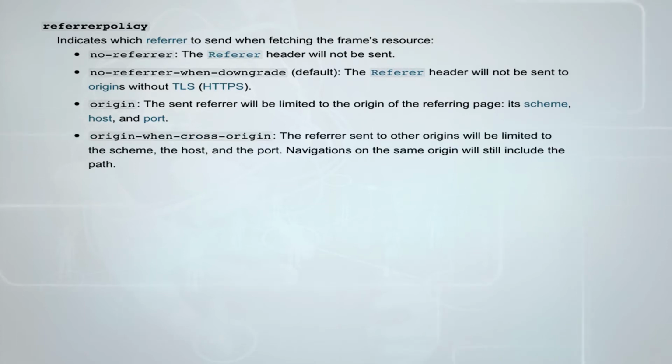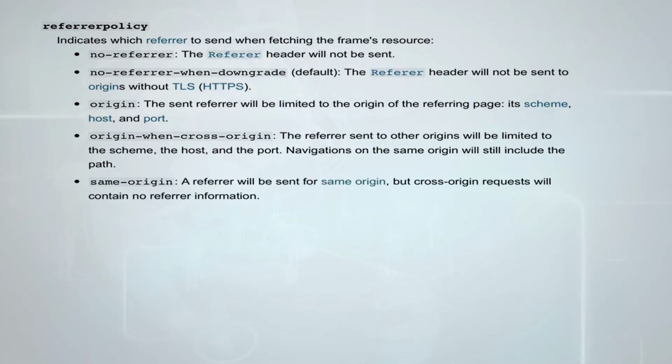Then origin-when-cross-origin. Okay, here the referrer sent to other origins will be limited to the scheme, the host, and the port. So navigations on the same origin will still include the path. Then we have same-origin. In this, a referrer will be sent for same origin, but cross origin requests will contain no referrer information.